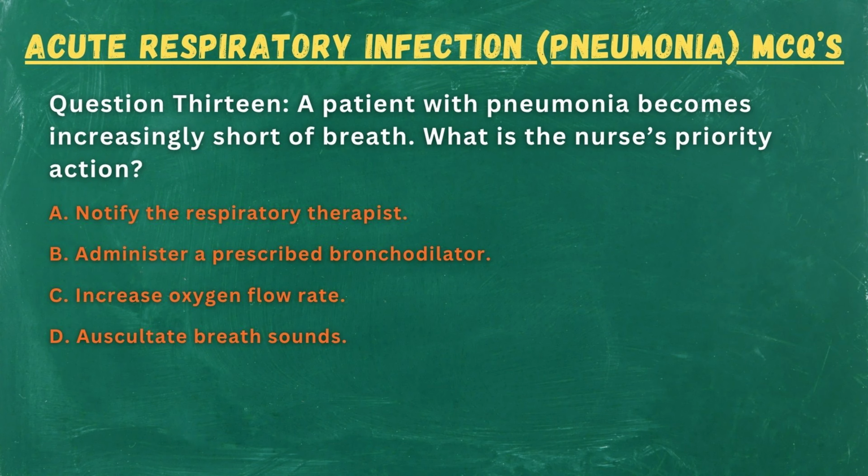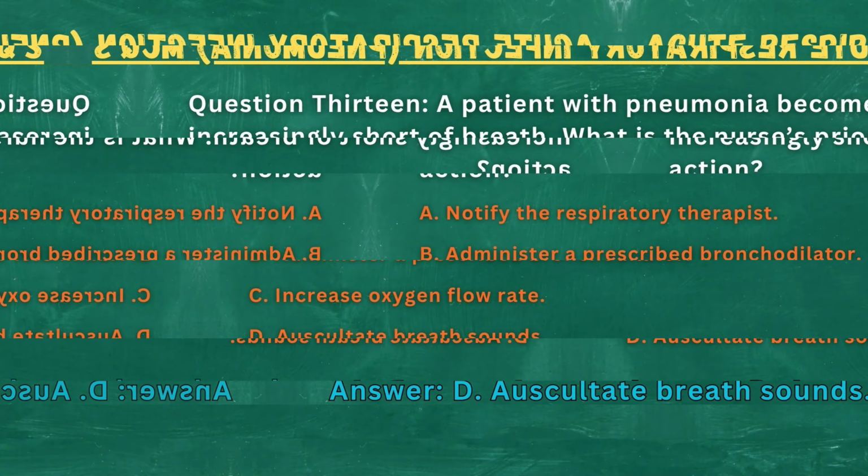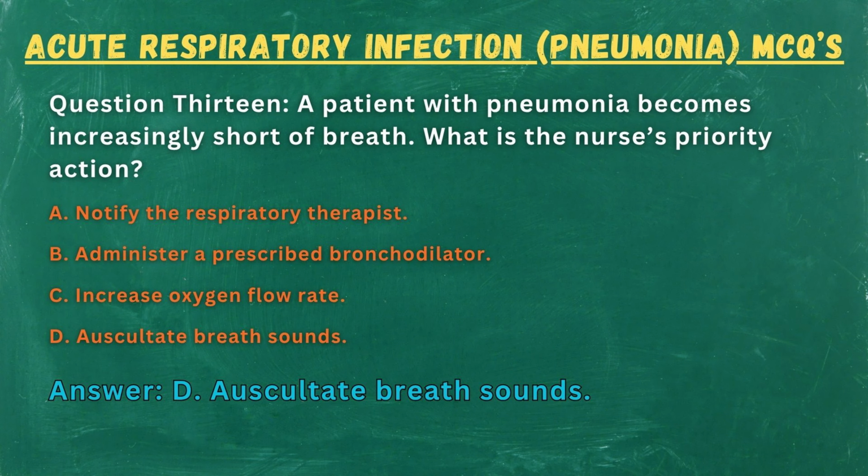Question 13. A patient with pneumonia becomes increasingly short of breath. What is the nurse's priority action? A. Notify the respiratory therapist. B. Administer a prescribed bronchodilator. C. Increase oxygen flow rate. D. Auscultate breath sounds. Answer: D. Auscultate breath sounds.